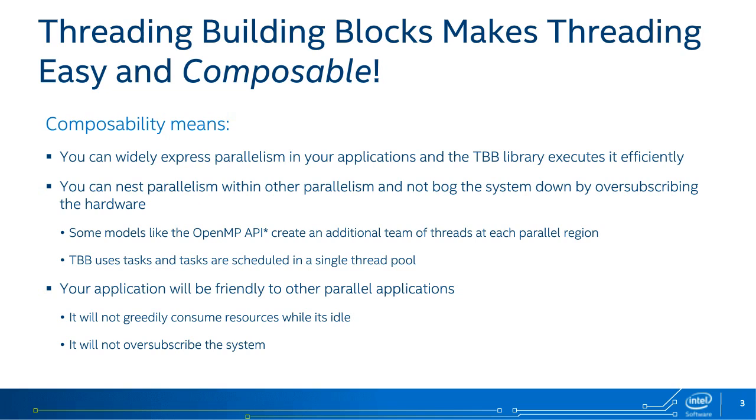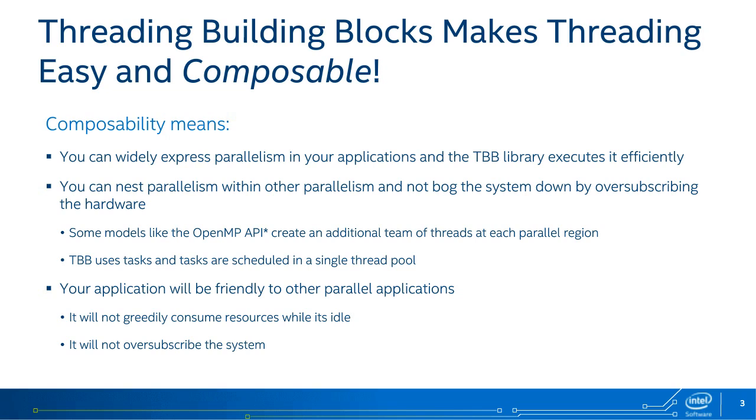This is not true of all programming models. For example, some models like the OpenMP API create additional teams of threads at each parallel region, and so you can easily oversubscribe your system if you're not careful. And this can lead to additional overheads as the operating system has to do the scheduling of these many threads onto the few cores that you might have. TBB, in contrast, uses tasks, and tasks are scheduled into a single thread pool that's controlled by the library, and so you get composable parallelism. And I'll go into more detail about this during the presentation.